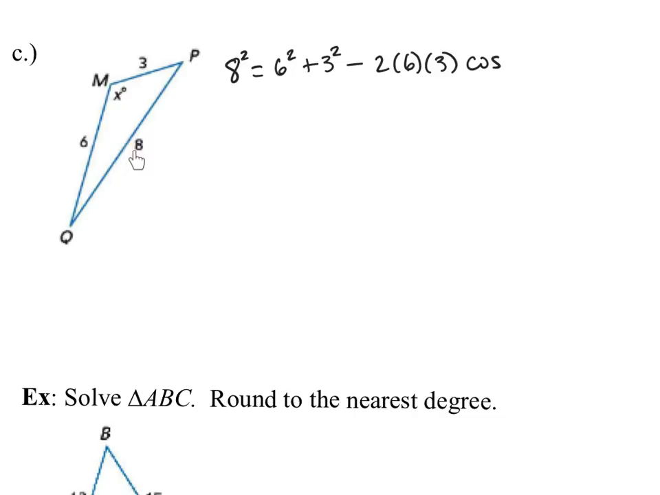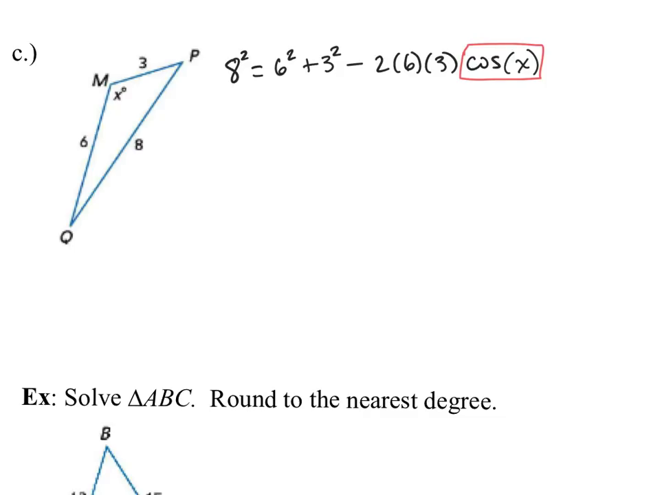So that would be the cosine of angle M. We don't know what that angle measure is, so we'll just put an X in there. So you can see how if we're going to find out what X is, we're eventually going to have to use an inverse trig ratio. But before we do that, we want to isolate this cosine of X. We want to get that by itself on one side of the equal sign.